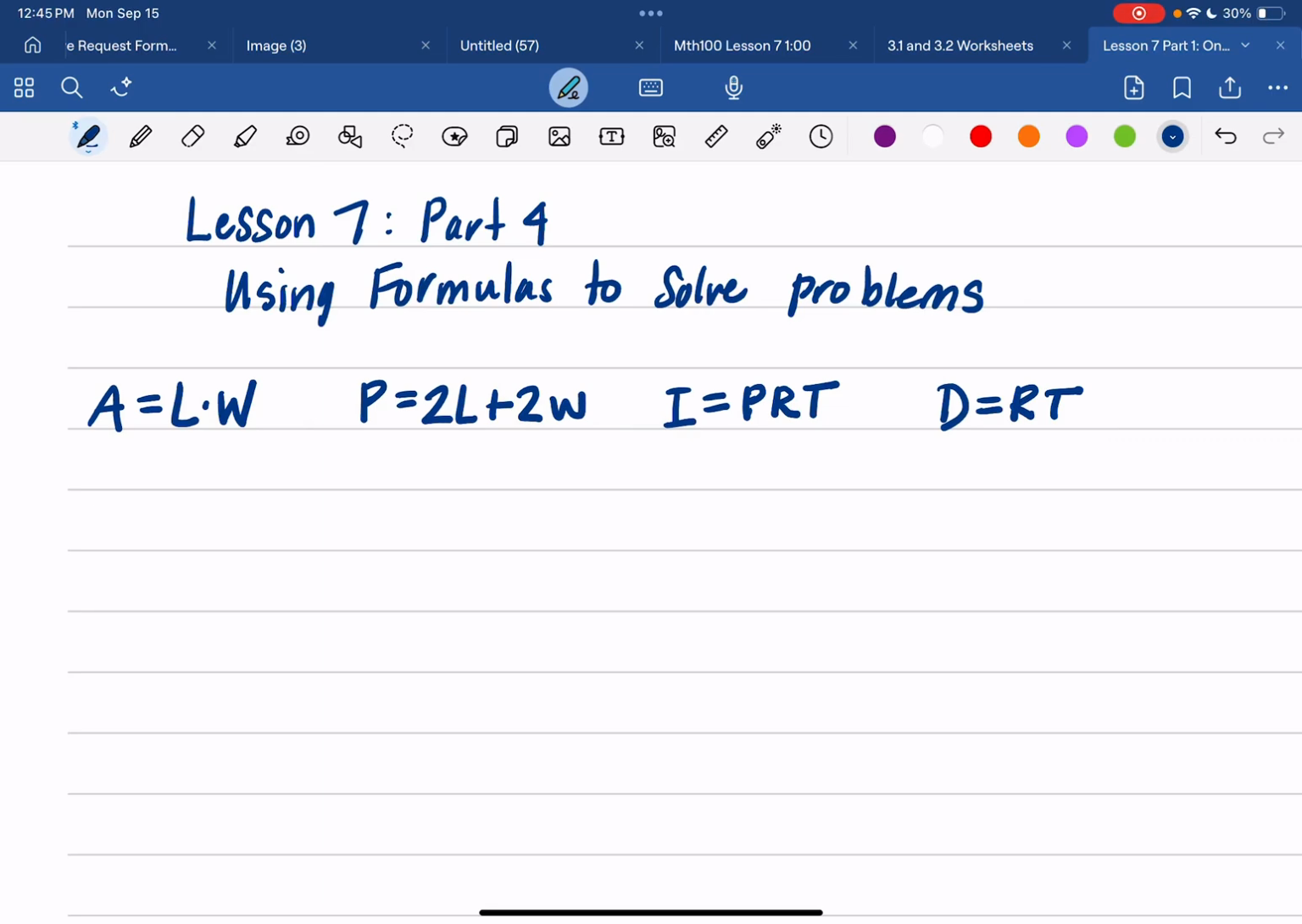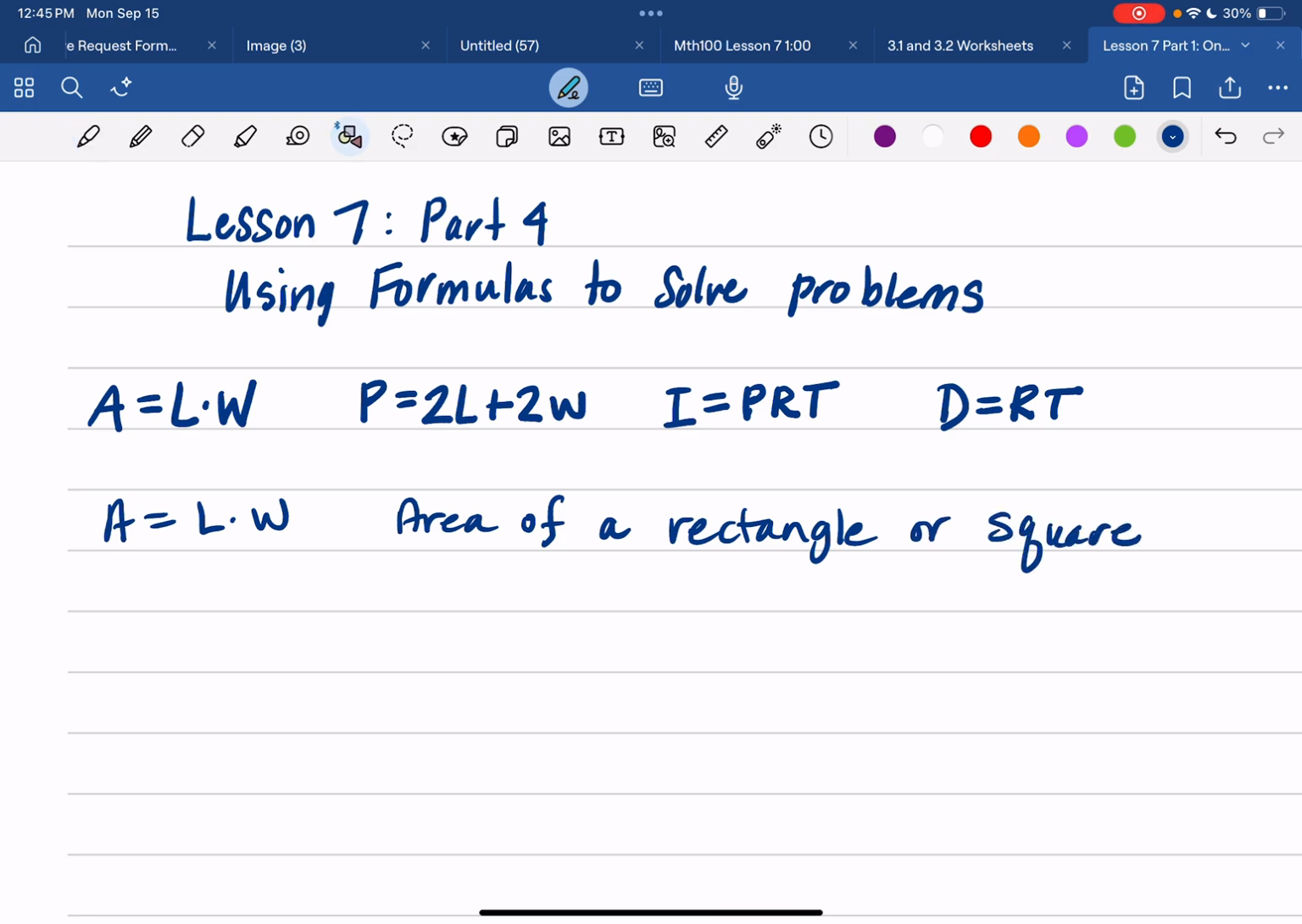In Lesson 7, Part 4, we're going to talk about using formulas to solve problems. Now, you'll notice that a formula is just an equation that relates two or more real-world quantities. For example, area equals length times width. That's the area of a rectangle or square. You just multiply length times width.